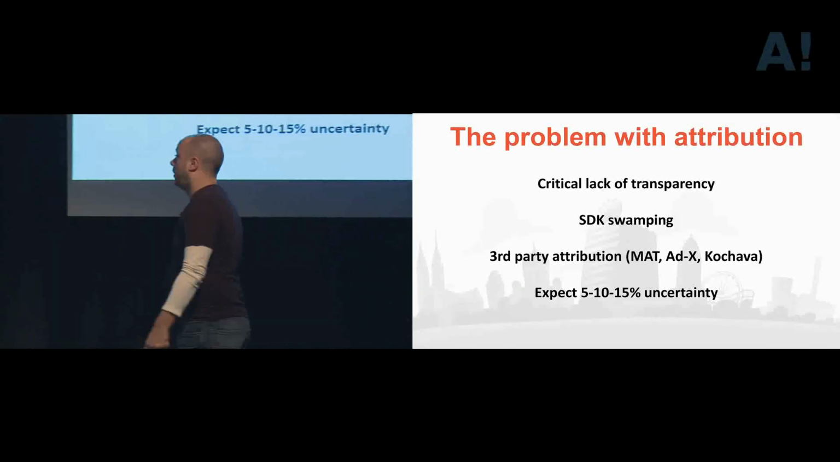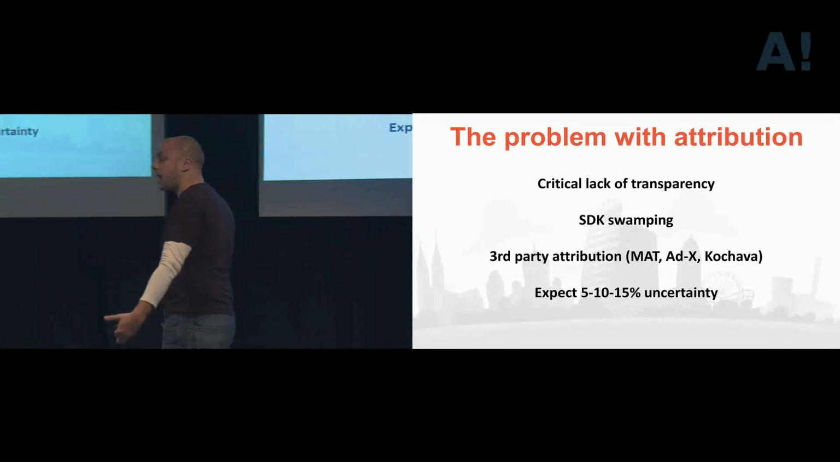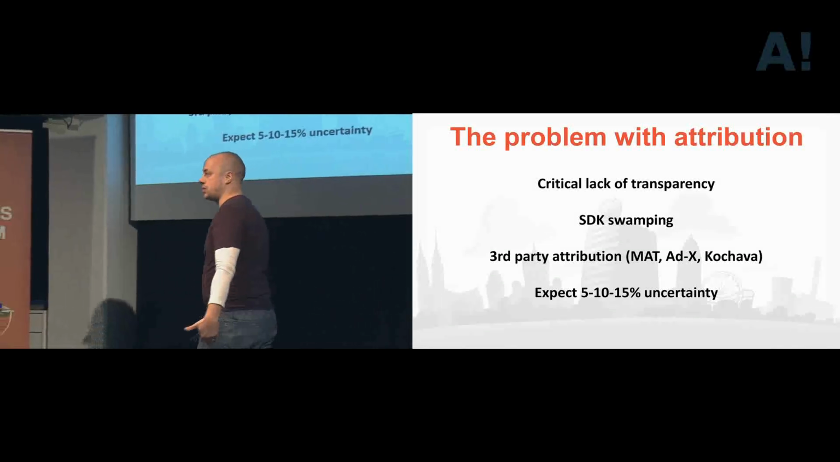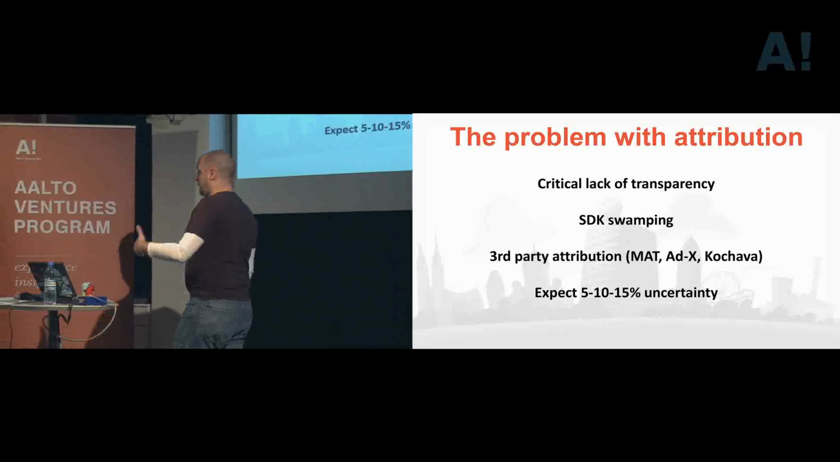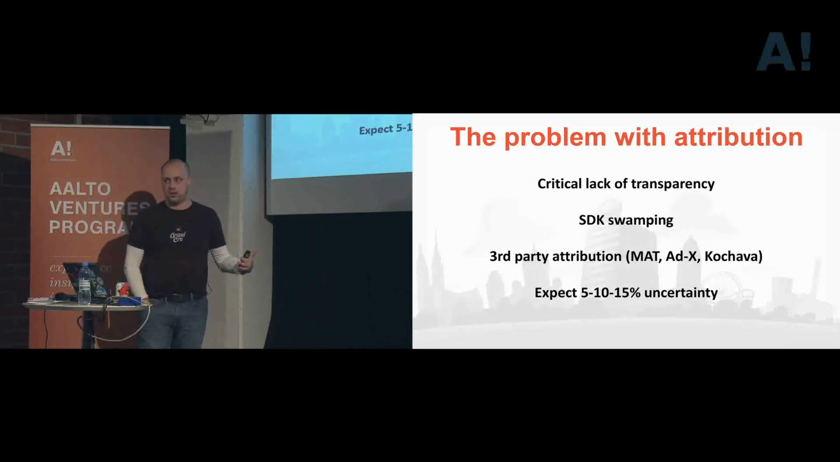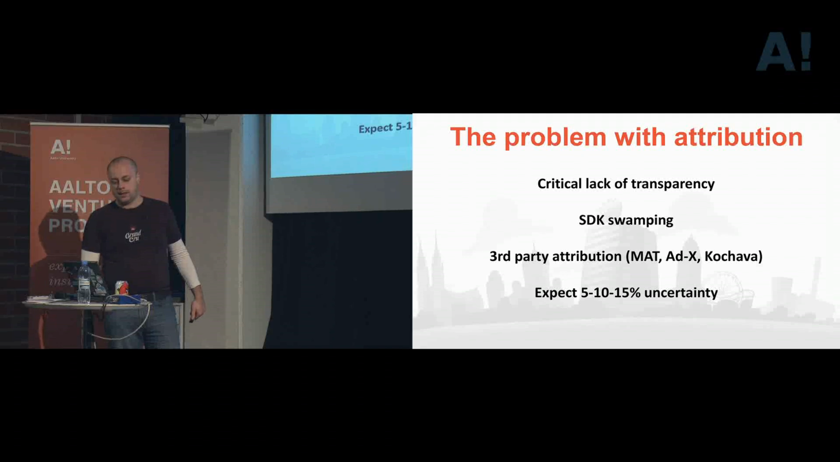But even with these, you should expect between 5 to 15% uncertainty, where you can't actually say where a user came from. And again, if you're doing analytics, 5% of your users mean the world to you. This 15% is actually quite a pain in the ass, and it's annoying and hard to deal with.